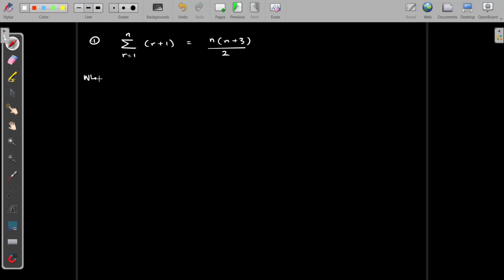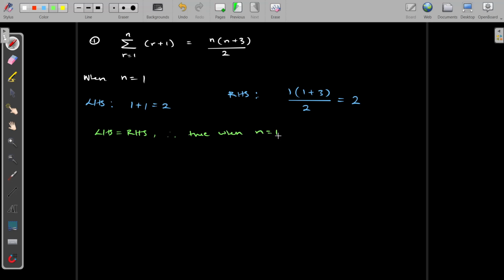So when n is equal to 1, and remember we have our left hand side and right hand side. So when n is equal to 1, the left hand side works out to give us 1 plus 1, which is 2. The right hand side is 1 plus 3 over 2. So this is just 4 over 2, which is 2. So left hand side is equal to right hand side. Therefore, true when n is equal to 1.